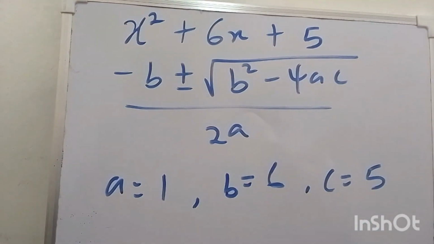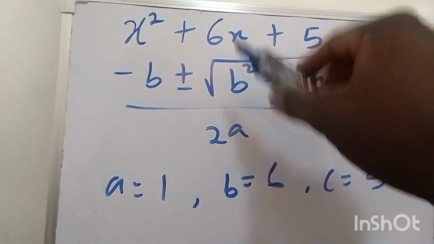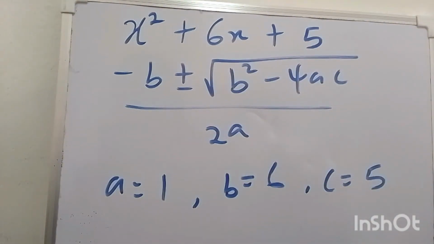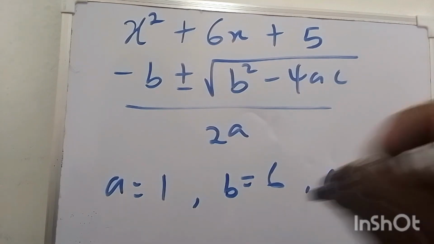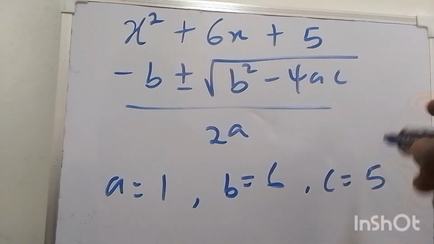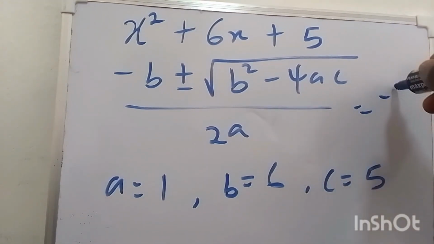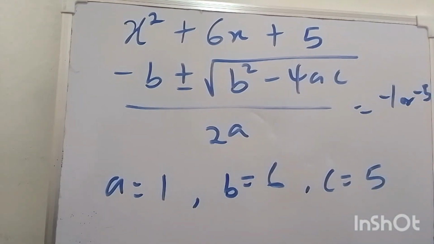So go ahead and fit these values inside the quadratic formula. Press your calculator accurately and get the values of your x. Your final answer to this calculation will give you negative 1 or negative 5. Try it, you will see that is what you get.